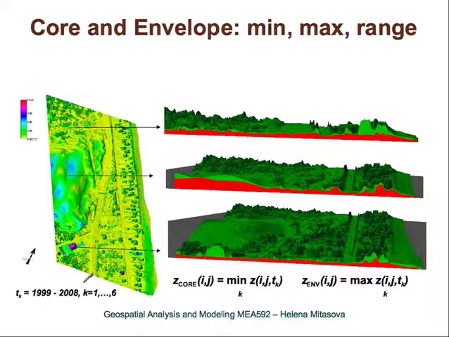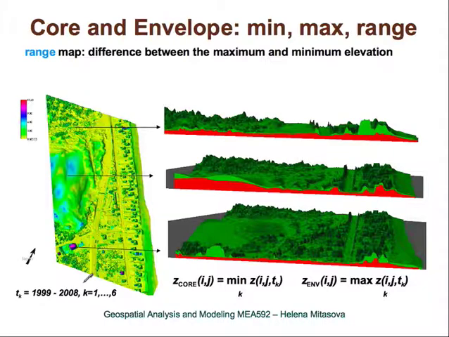For example, we can define and compute a range map. That means the difference between the maximum and minimum elevation measured within the entire time series. This is how such a range map can look. So here we have the difference between the minimum and maximum elevation measured over almost 10 years, between 1999 and 2008, on the coast of North Carolina in the area of the town of Nags Head.